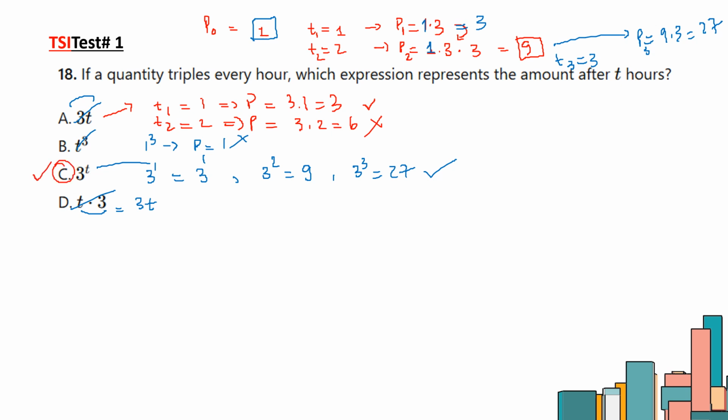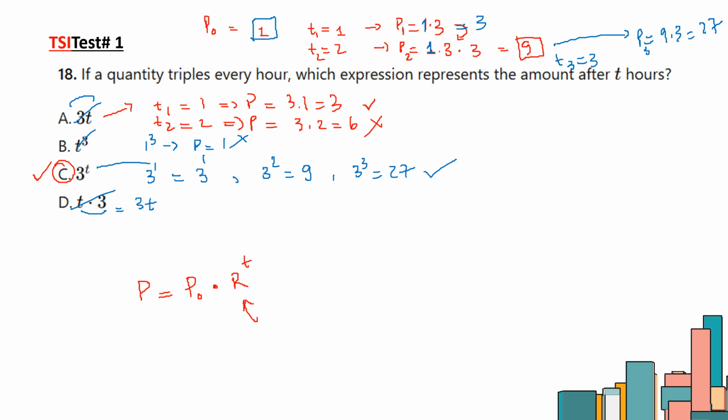Okay, and this one looks like the population growth. So remember, you will have the new population that will be equal to the initial P naught, multiplied by the rate, that is called the rate, to the power of the time.